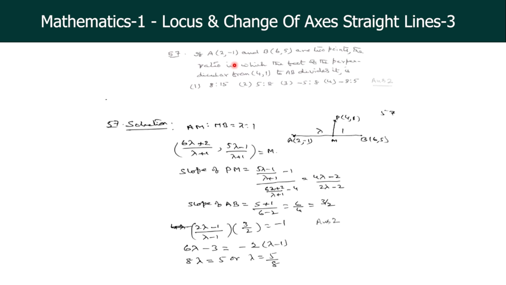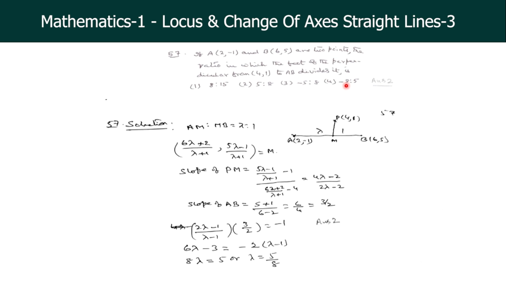Next, 57. If A(2, minus 1) and B(6, 5) are 2 points, the ratio in which the foot of the perpendicular from (4, 1) to AB divides it is: 8 is to 15, 5 is to 8, minus 5 is to 8, and minus 8 is to 5.